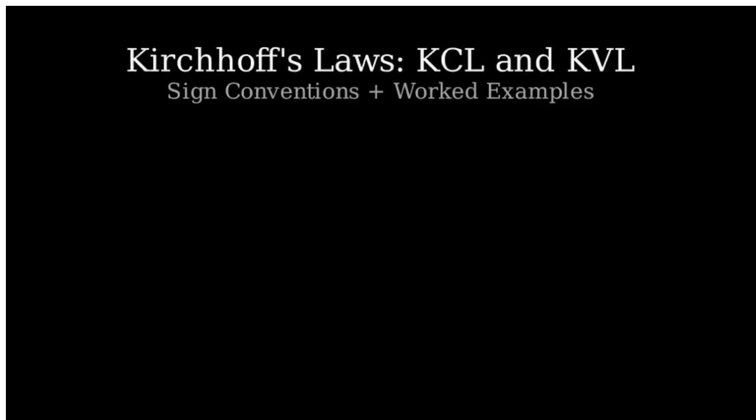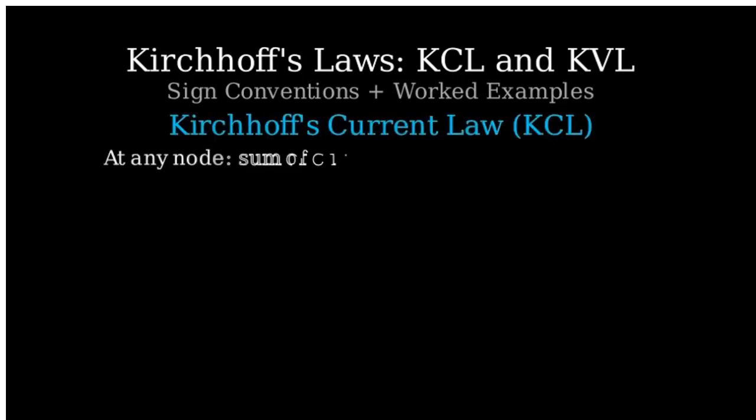Today, we will build an intuitive understanding of Kirchhoff's laws, the sign conventions, and solve two example problems, one for current at a node and one for a voltage loop. First, Kirchhoff's current law, often called KCL, at any node or junction: the sum of currents flowing into the node equals the sum of currents flowing out of the node. Because charge cannot pile up in a node, what goes in must come out.